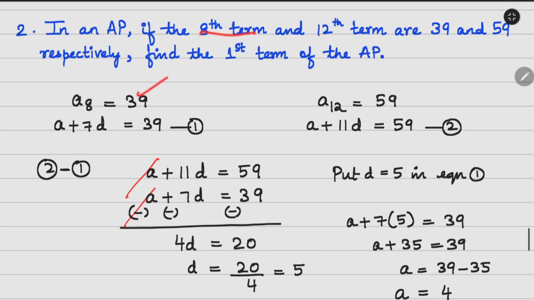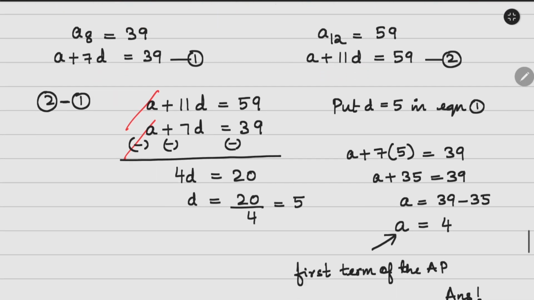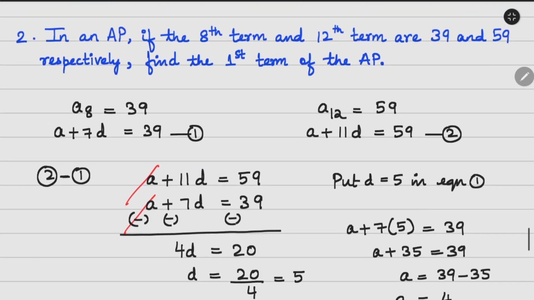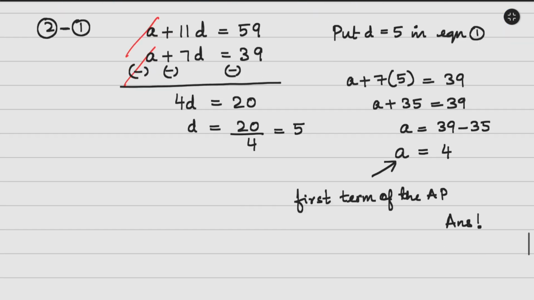I hope it is clear. The 8th term is given, the 12th term is also given. You got two equations, you solved them, and you got the common difference. You substituted the d value in any one of the equations, and you got the A. A is the first term of the AP. Let's move on to the third question of the day.